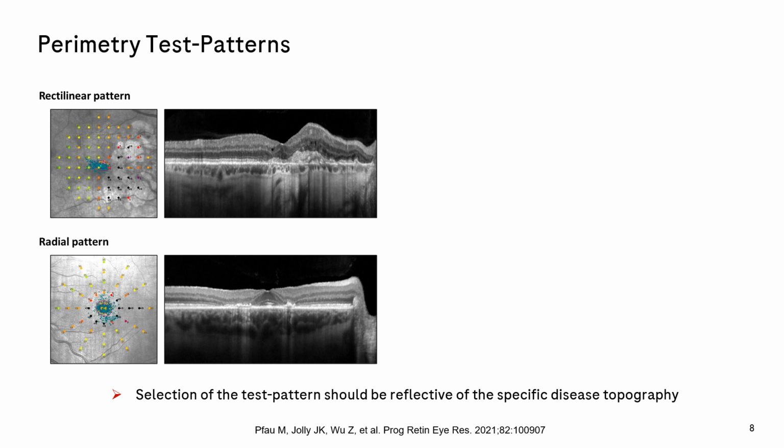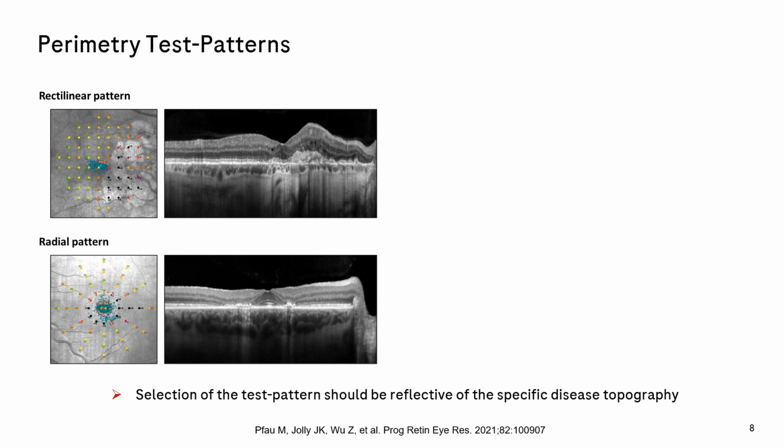One aspect which is very much underused in clinical development and research these days is specific testing patterns. In microperimetry, you essentially can add any testing pattern. What is most commonly used is what you see here on the left, the rectilinear pattern, like for example here the 10-2 pattern with 68 test points spread evenly across the central 10 degrees, or radial patterns.